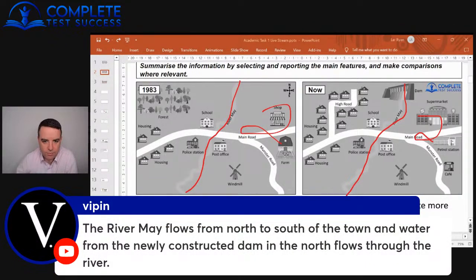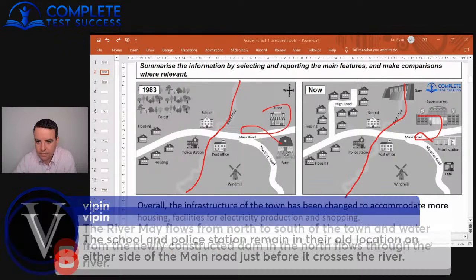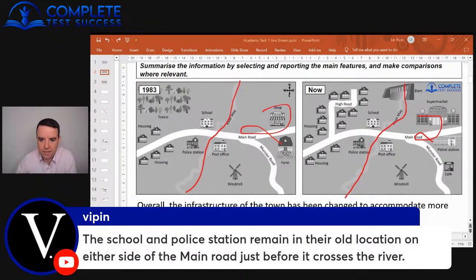The River May flows from north to south of the town. We had this information about the River May flowing from north to south. So remember, I said I like to include that in the overview. So that information would be there. And water from the newly constructed dam in the north flows through the river. Okay, good. The school and police station remain in their old location on either side of Main Road, just before it crosses the river. Very nice. Very well done.